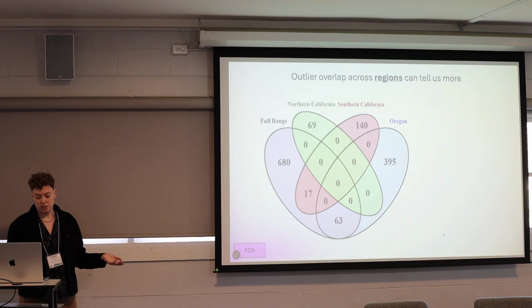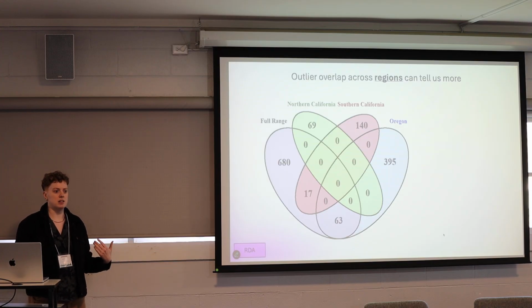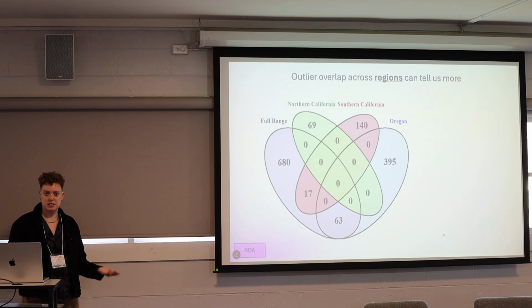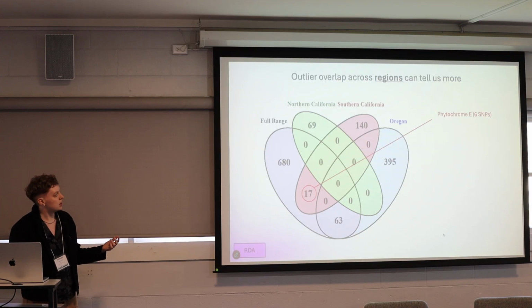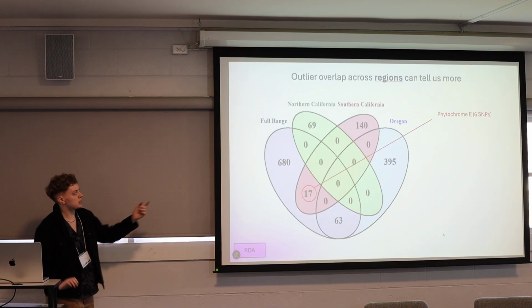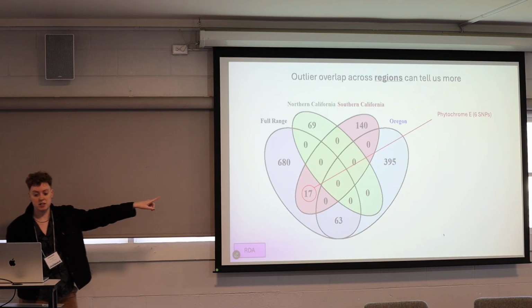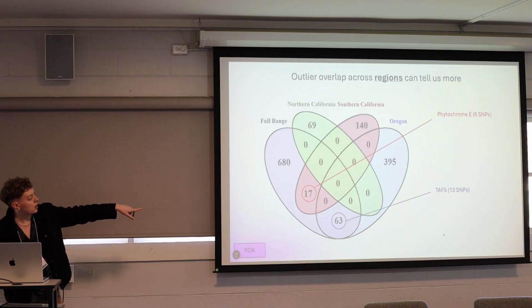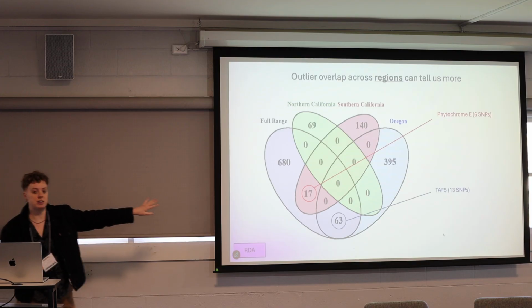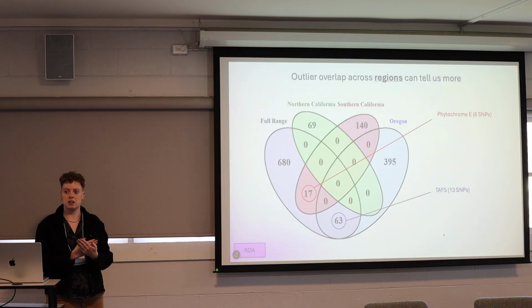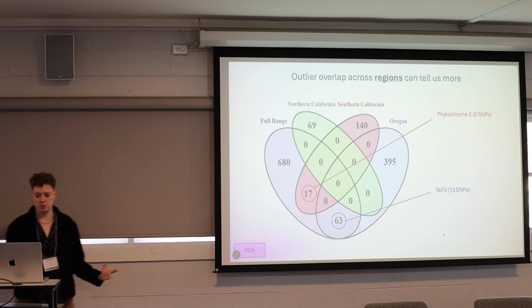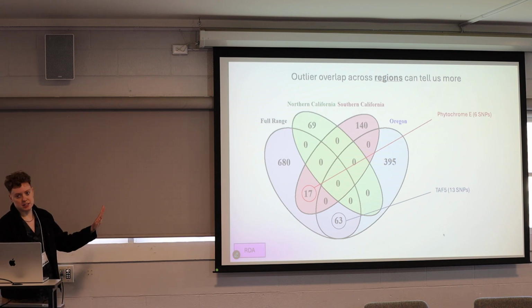But it also begs the question, okay, well, what is it that's important across more than one? And is that something that we can use to our advantage? Surprise, the one that overlaps with Southern California is phytochrome E. That's the biggest one that's coming out from this. And when we look at the overlap with our Oregon, we also get TAF5 again. So that's increasing our confidence that this is something that's important and important on a wider range as well. This next slide is busy.